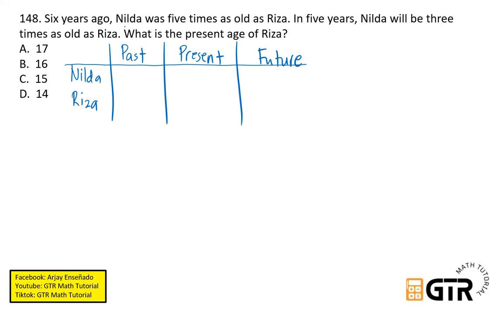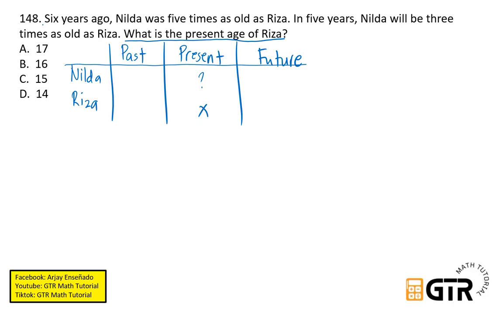Okay? So, analyze mabuti. 6 years ago, Nilda was 5 times as old as Riza. In 5 years, Nilda will be 3 times as old as Riza. What is the present age of Riza? So lagyan muna natin ng present age si Riza dahil yun ang tinatanong. So lagay natin dito ay X. Si Riza ay X. So hindi natin alam si Nilda, so kailangan kasi natin ay yung past tsaka yung sa future base sa problem.